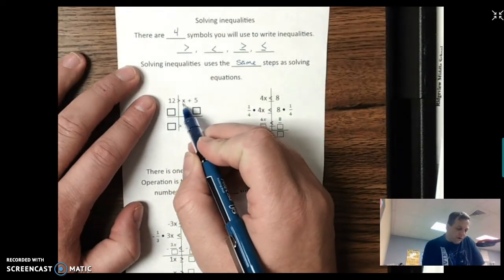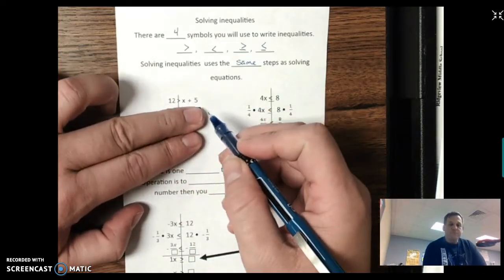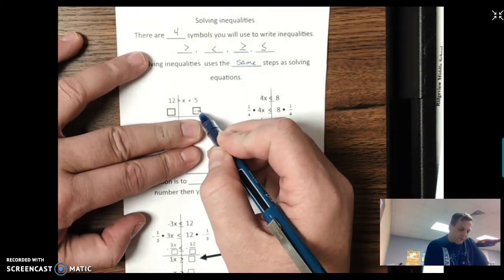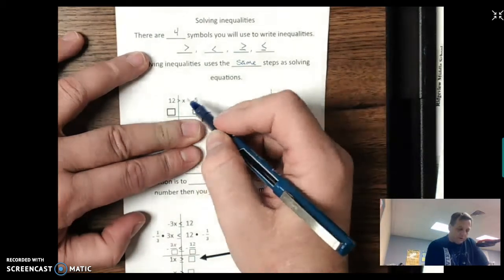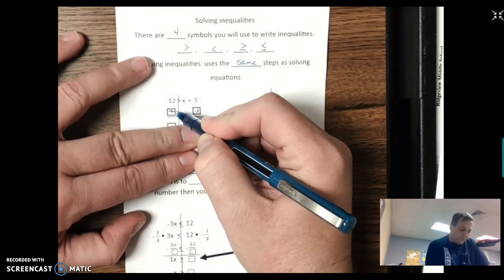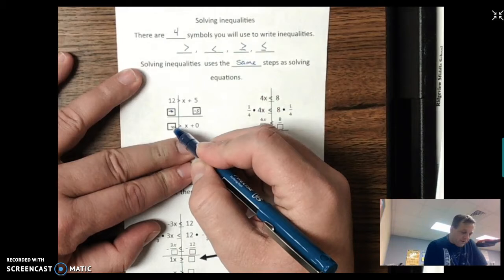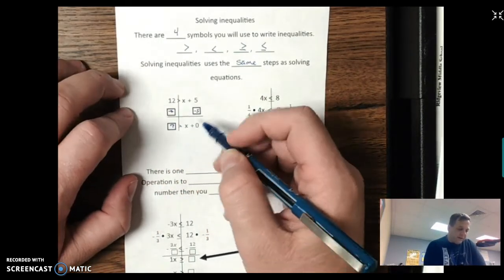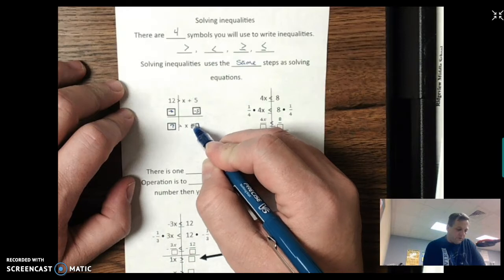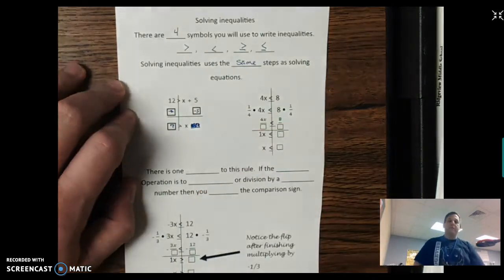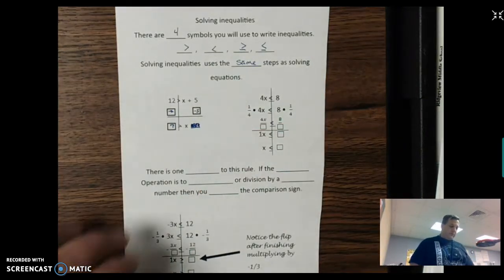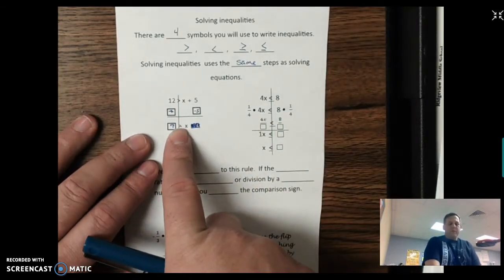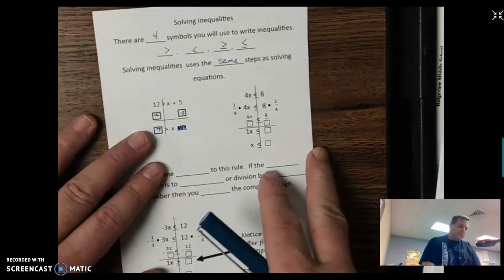So if I have 12 is greater than x plus 5, then I need to get rid of that plus 5. I'm going to add negative 5 or subtract 5. I'm going to do it to both sides, which gives me 7 is greater than x. And remember, we don't need that plus 0. So that doesn't need to be there. 7 is greater than x. It's just like solving equations. Just don't forget and accidentally put an equal sign. I've seen that happen a lot of times.